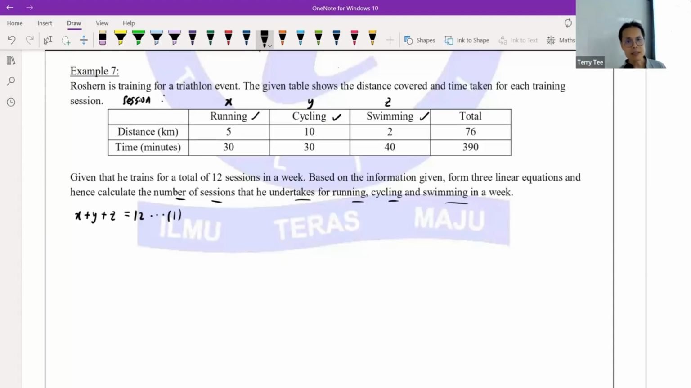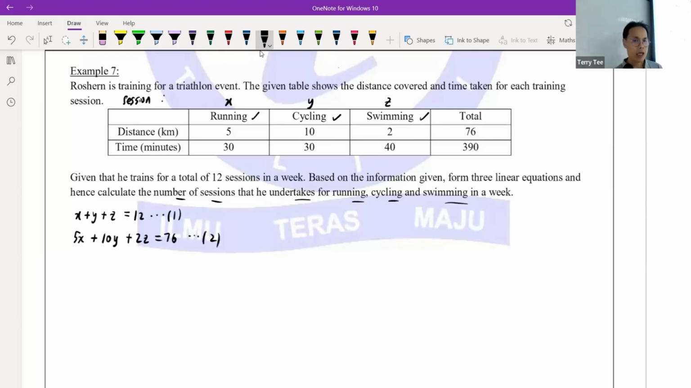Okay, second one is the distance covered for running, right? If each session he runs 5 kilometers, so what is the distance he runs if he conducted like 10 sessions, so it's 5 times 10. If he conducted 2 sessions, 5 times 2. If he ran in X sessions, it is 5 times X. Cycling is Y, so it's 10 times Y. Yeah, right? 10 kilometers for cycling. Swimming 2 kilometers, 2 times Z. Total 76 kilometers. This is in a week.